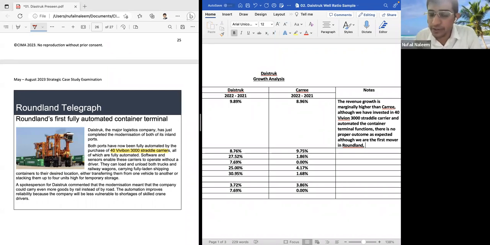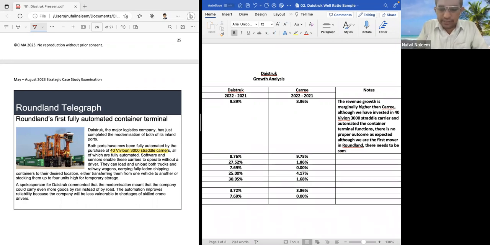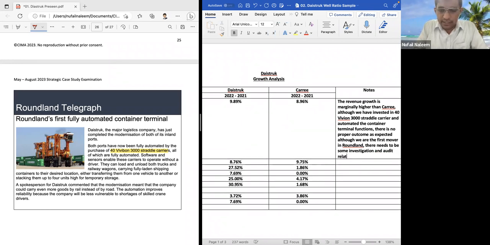The automation is not good. Are you understanding what I'm saying there, students? The automation is not good. So I'm going to write down here, there needs to be some investigation and audit related to this process. This is very, very essential.